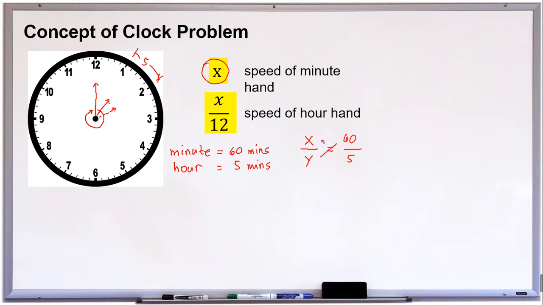So we do cross multiplication. That will be y is equal to 5x over 60. And if we simplify this, that is equal to x over 12. So this is the number of minutes covered by the hour hand in terms of the minute hand. Now let's visualize these variables on our analog clock, so we're going to erase this one first.